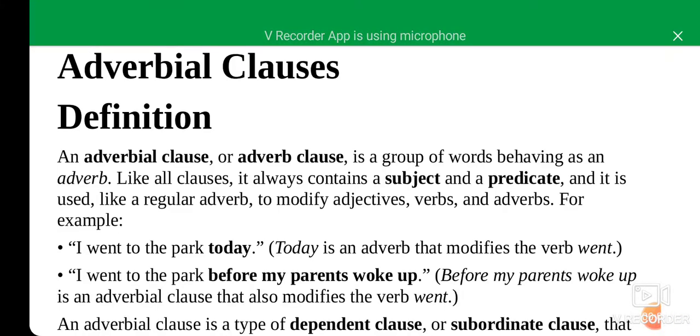In today's lecture, we are going to discuss adverbial clauses. We have already learnt about dependent, independent clauses and noun clauses. Then we studied the relative clauses. They are also called the adjective clauses. Now, in today's lecture, we are going to study adverbial clauses.